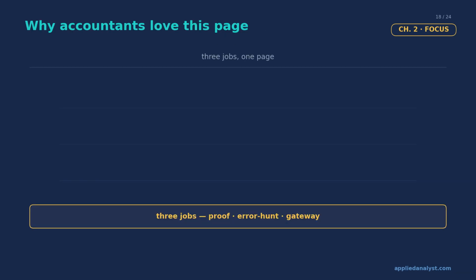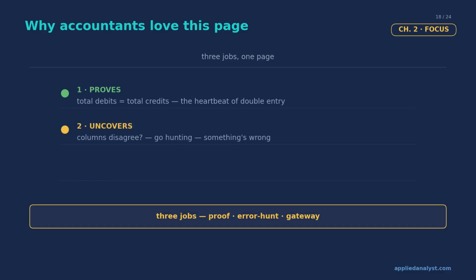Why do accountants love this page? 3 reasons. 1. It proves total debits equal total credits, the heartbeat of double entry. 2. It helps uncover errors, because if the columns disagree, you know to go hunting. 3. It's the required first step toward the financial statements you met in Chapter 1. No trial balance, no income statement.